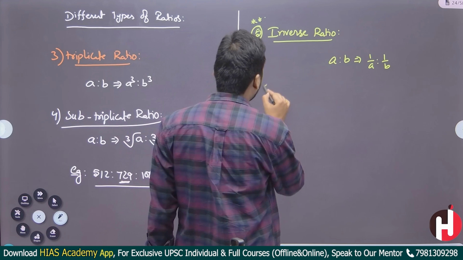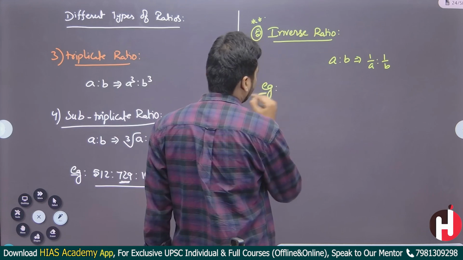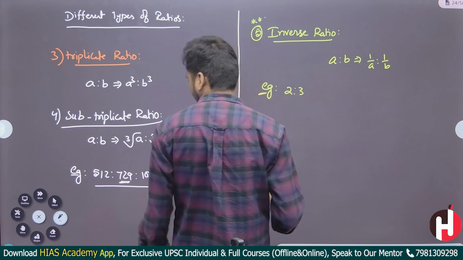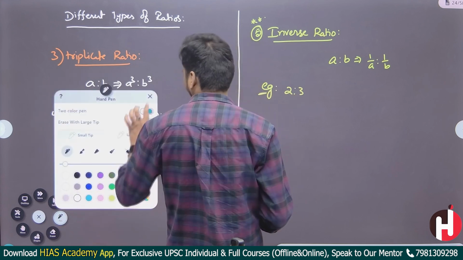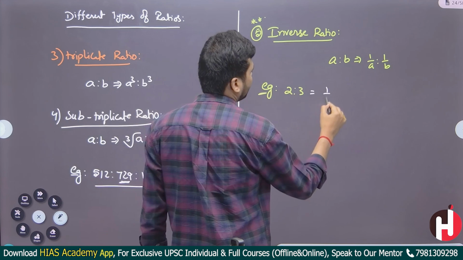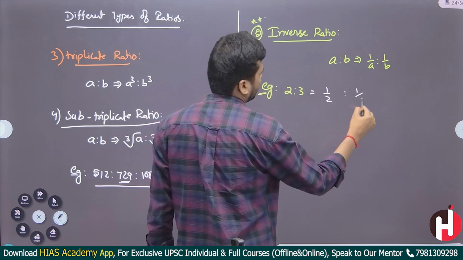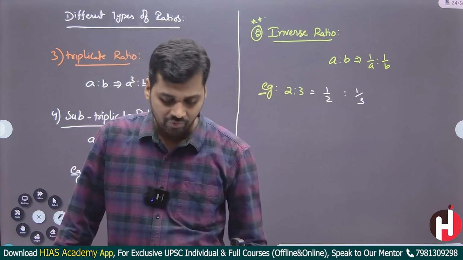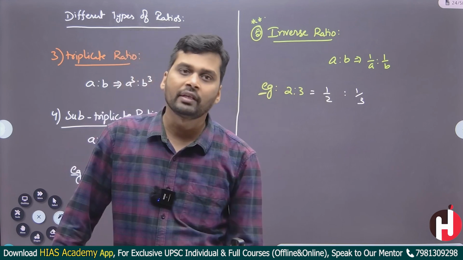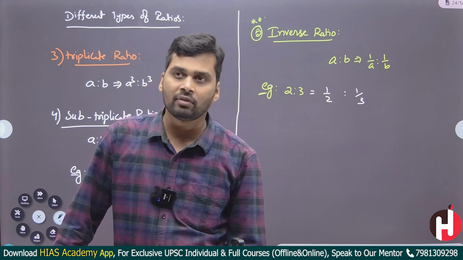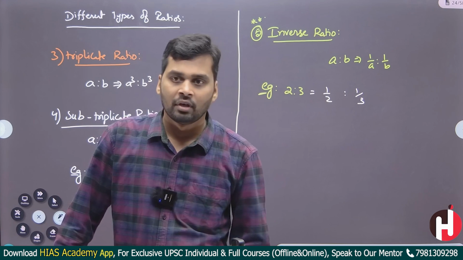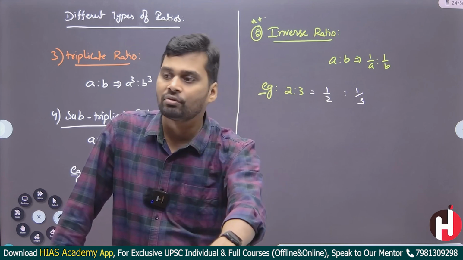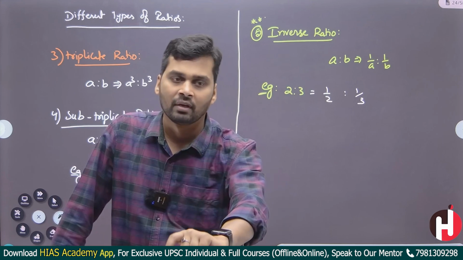Now, in inverse ratio, let us look. What is the inverse ratio of 2 is to 3, if we are asked? How do we write the inverse ratio? We write the inverse ratio as 1 by 2 is to 1 by 3. But always remember, we have the fractions ratio, but if you look at the options you can always see integer ratios. In problems also, they give it like this: 1000 rupees is divided in the ratio of 1 by 2 is to 2 by 3 is to 5 by 4.